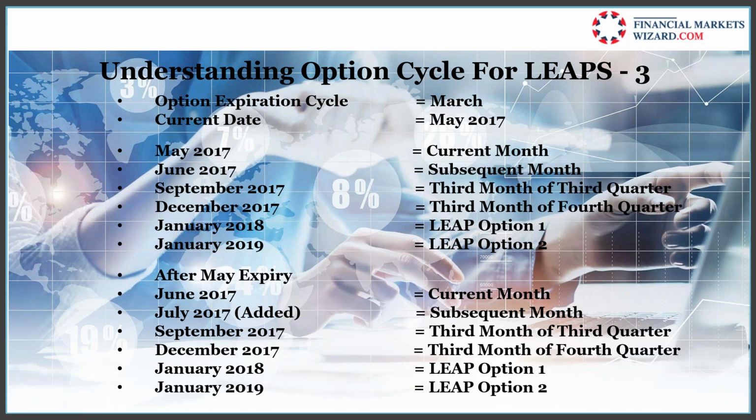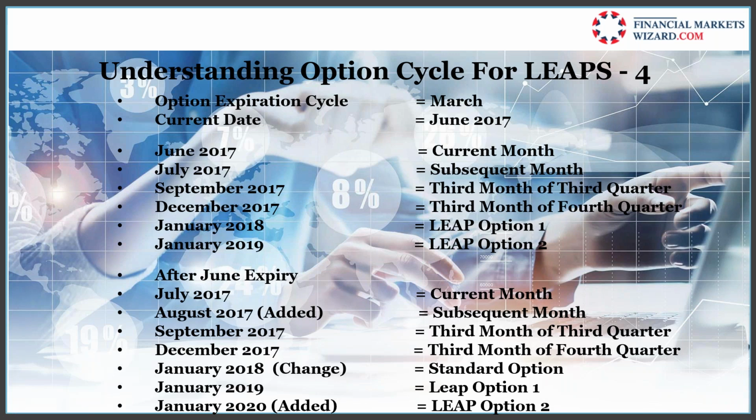Because we must have a current month and a subsequent month. That's the formula. Must have current month, subsequent month, and 2 more months. The only difference is the leap months, January 2018 and January 2019. So leaps have January months to them. Okay. Next example.